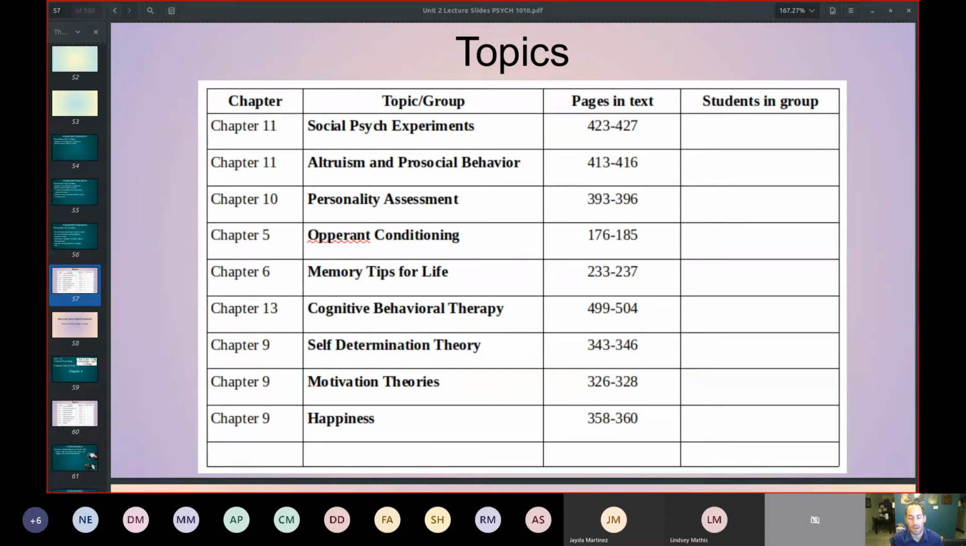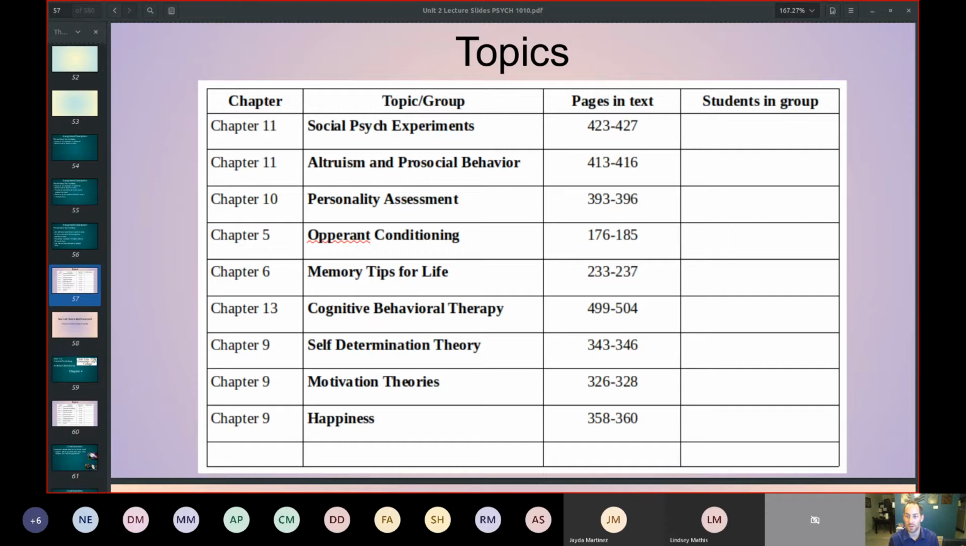So Don Mira, and I'm sorry if I'm pronouncing any of these wrong, is also interested in personality assessment and also mentioned social psych experiments. And then Lindsay Mathis is interested in personality assessment as well as cognitive behavioral therapy. And then Carter Whalen is interested in personality assessment, and then also memory tips for life and cognitive behavioral therapy. All right, so hopefully that gives you a couple people to contact about personality assessment. And now operant conditioning.